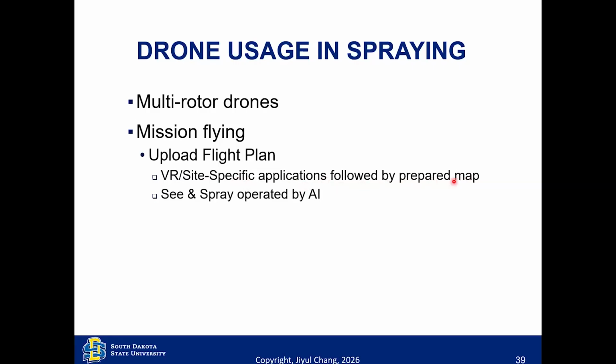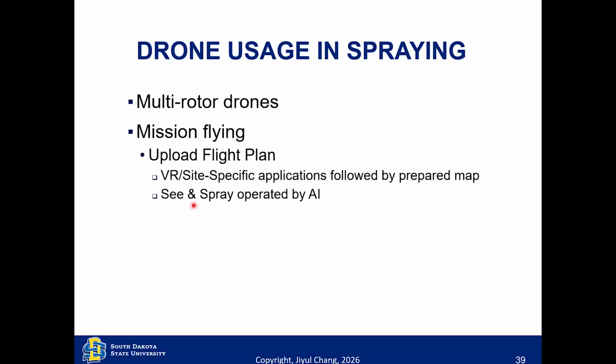a prepared map. So if you have a map, you can make the map by the drone or by the satellite. They upload the map into the drone, and the drone follows the map, the flight plan, to do the variable rate application and the site-specific application as well.